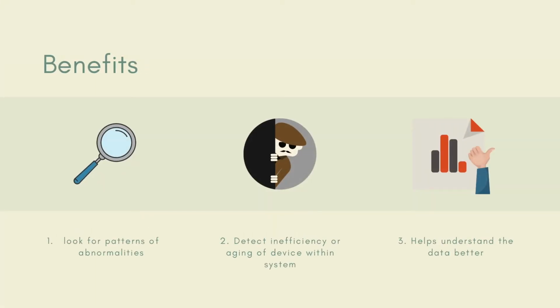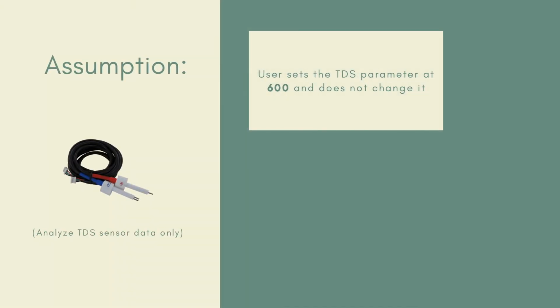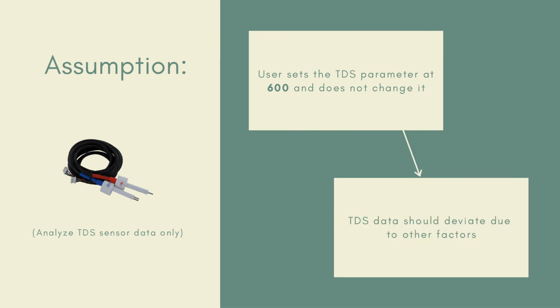You might be wondering what the benefits of analyzing data from this question are. First, we can look for patterns of abnormalities. Second, we may be able to detect device inefficiency or aging, etc. And third, we might just understand the data better. In this example, I have made some assumptions. We will use only the TDS sensor data, and when the user sets the TDS parameter to 600, they do not change it in the analysis period. And the sensor data is measured during automatic mode, so that the data should only deviate from parameters set due to other factors than the user changing it.